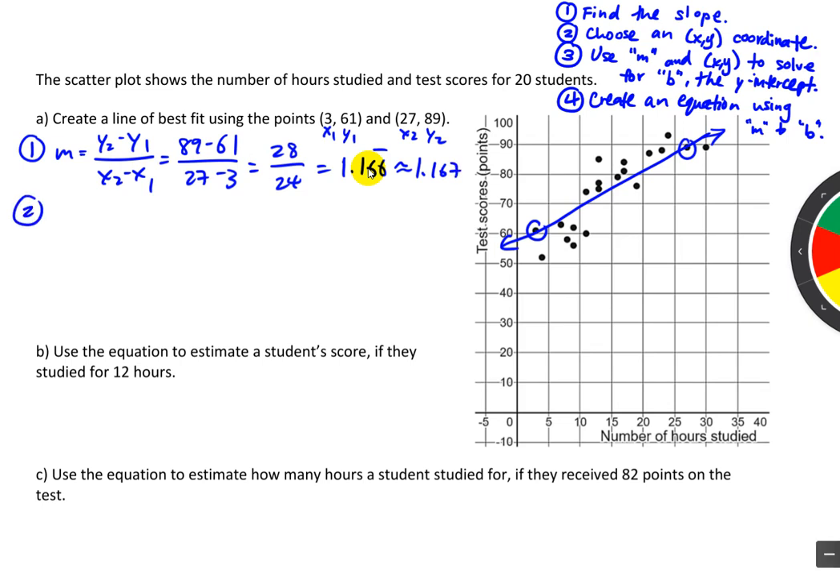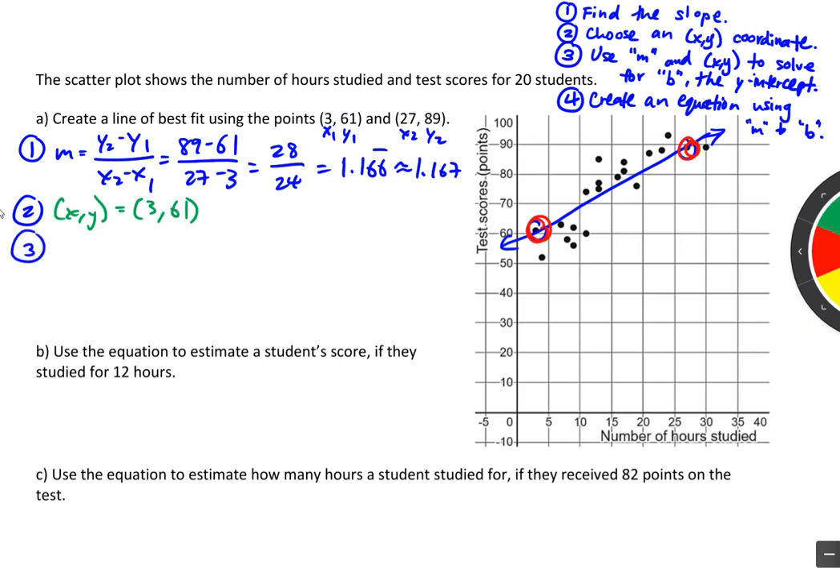Step 2: now we want to choose an xy coordinate. Any xy coordinate, so we can choose this one or this one. Just for the sake of simplicity, I'm going to choose the first one. So let's say we choose this point that I boxed in green. Our point x comma y in this case is going to be 3 comma 61.